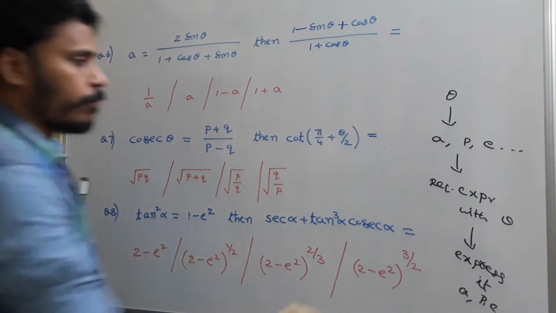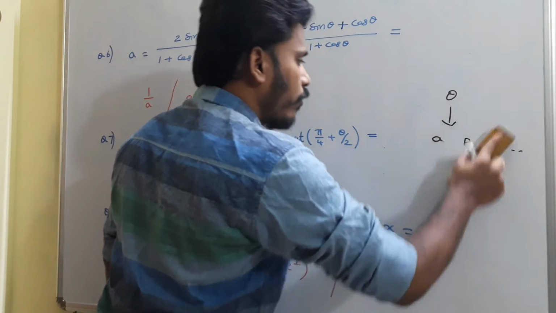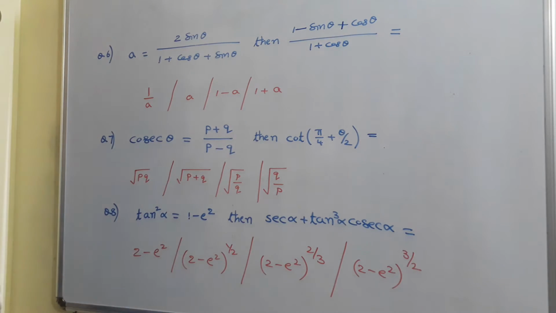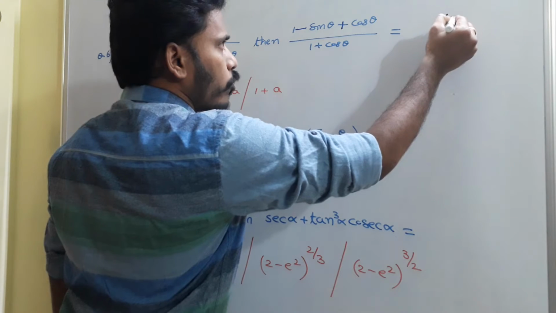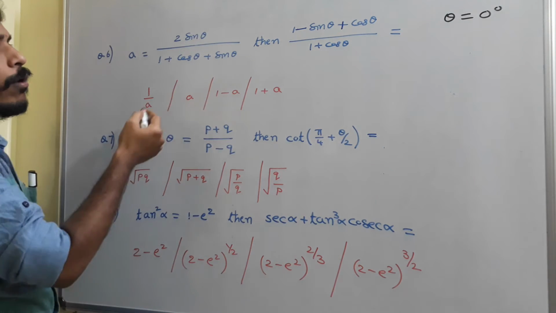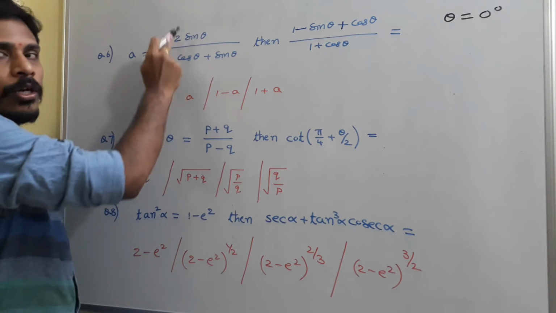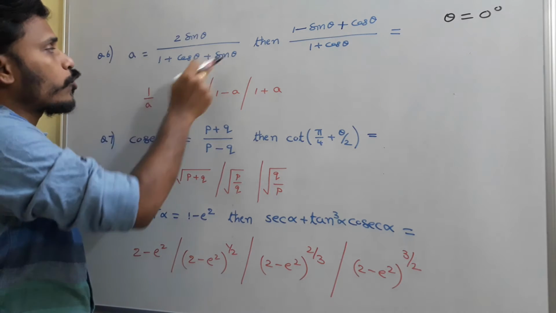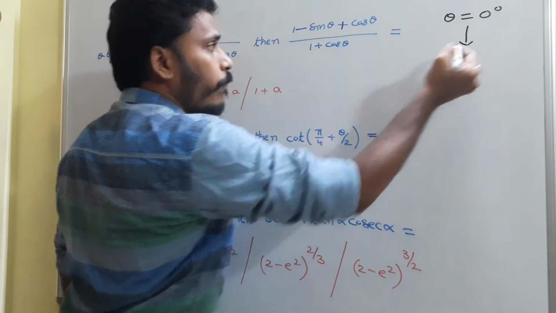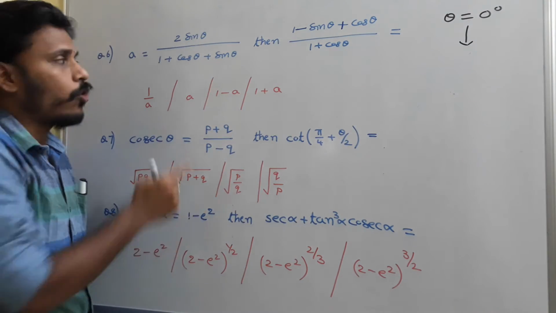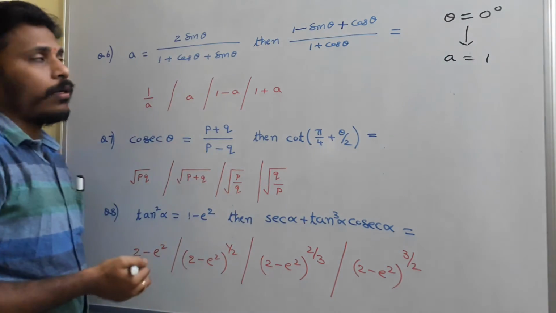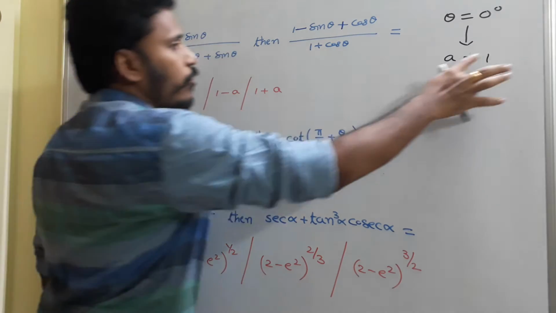When you think about the first problem, as we discussed, you take theta equal to any value of our comfort. So you may take theta equal to 0 degrees or theta equal to 90 degrees, like that. So for the first problem, if theta is equal to 0, the numerator will become 0, so that a will become 0, and that's why I am taking theta equal to 0. Since theta is 0, sin 0 is 0, so a is 0.